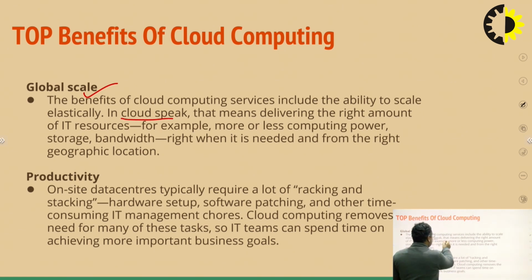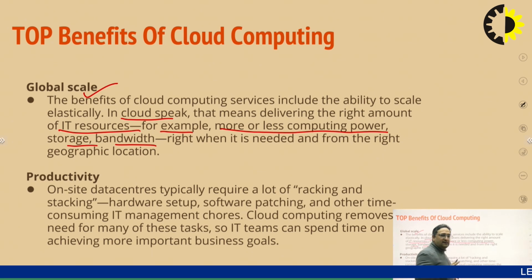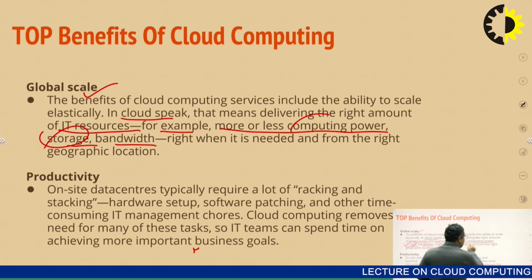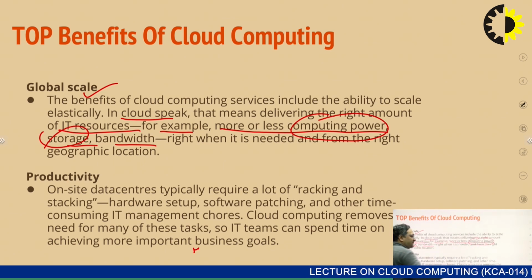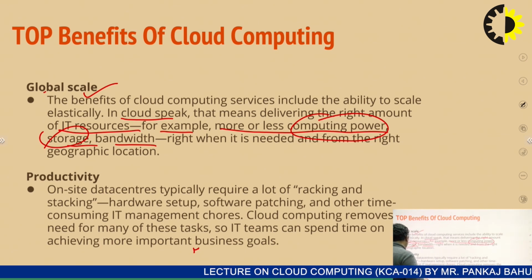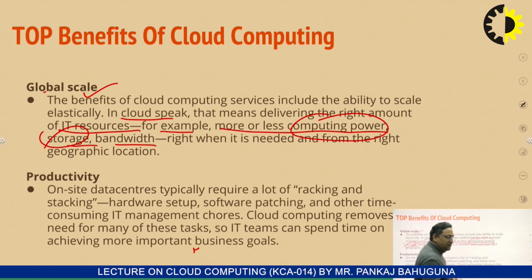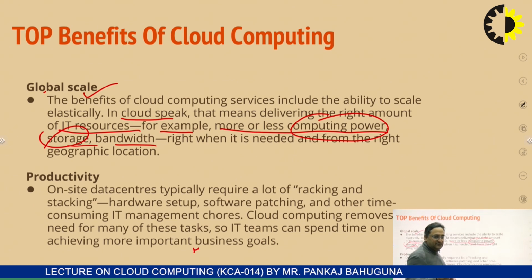And in cloud speak, that means delivering the right amount of IT resources. For example, more or less computing power, storage, bandwidth. All these things which are repeated again and again in this slide are related to storage, computing power, and the bandwidth which is required to run a business, right? So cloud works on the global scale. Productivity would be very high because you have things at the click, right?